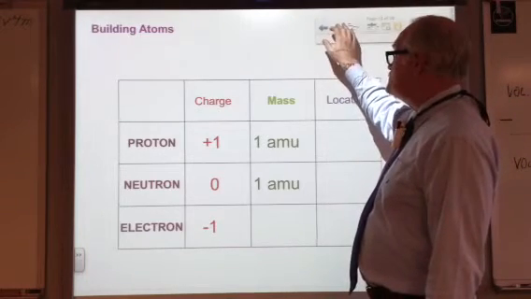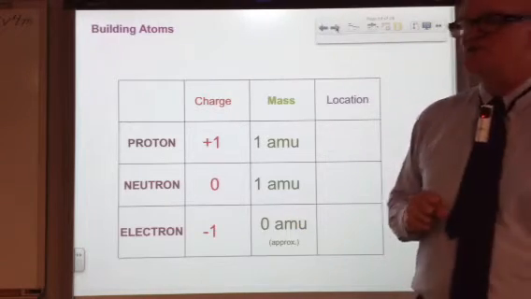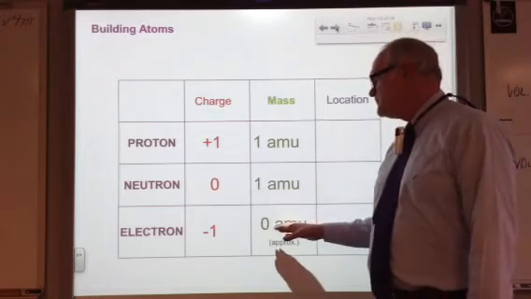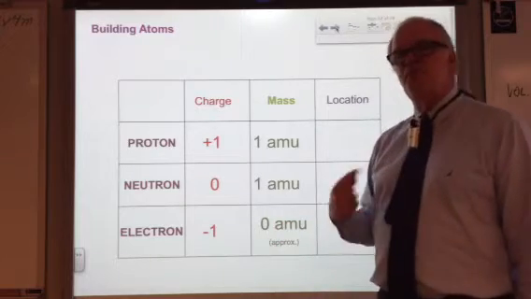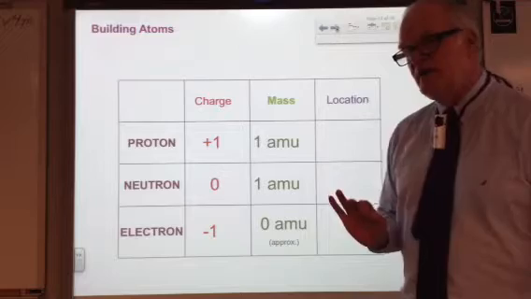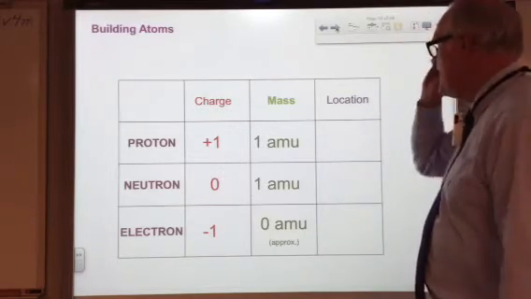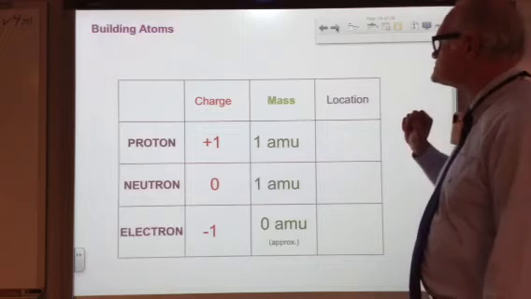Now, electrons do have mass, but they're much smaller than protons and neutrons. And so for our purposes, we can say that electrons approximately have 0 mass. That is an approximation, but compared to protons and neutrons, electrons have hardly any mass at all.